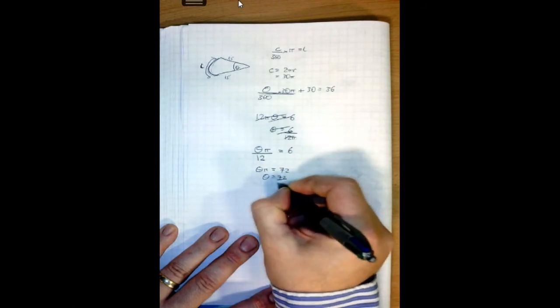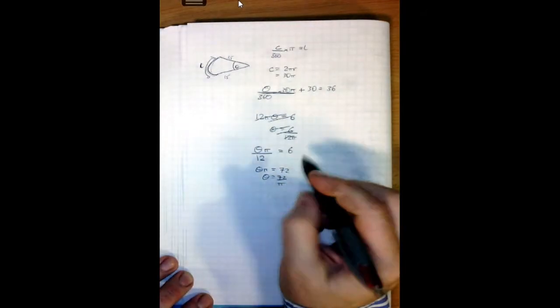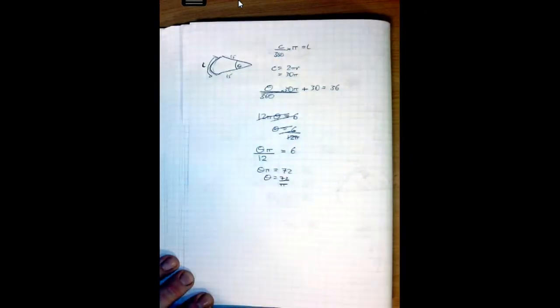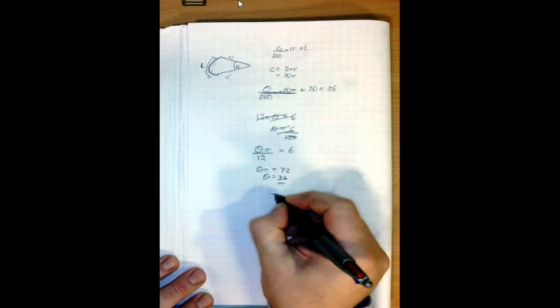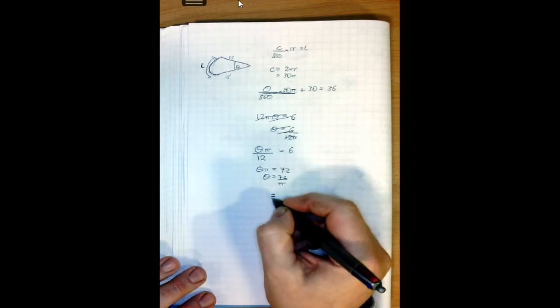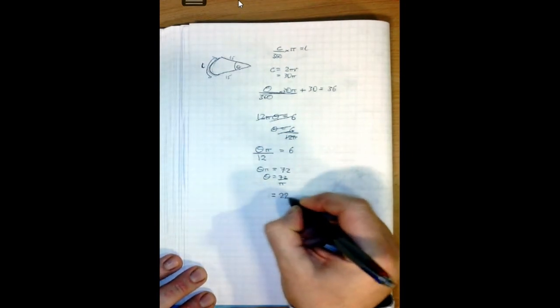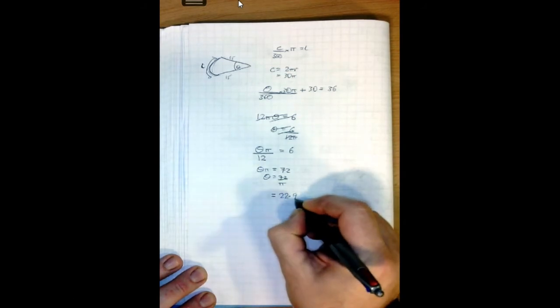Okay, number 5. Oh, that was number 4. Right, number 5. This is a right-angled triangle, so I know I'm looking at Pythagoras or trigonometry. There's an angle involved, so it must be trigonometry.